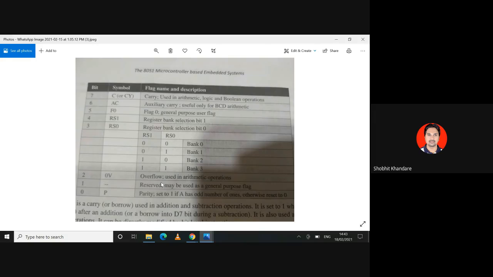Now you take an example where I am adding 8 bit plus 8 bit. Now during this addition, suppose it happens that a carry is generated. Okay, I will just show you.